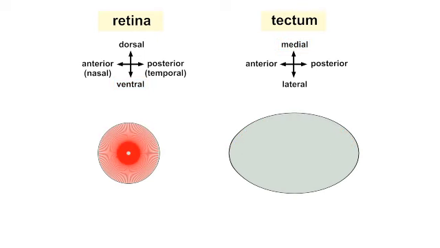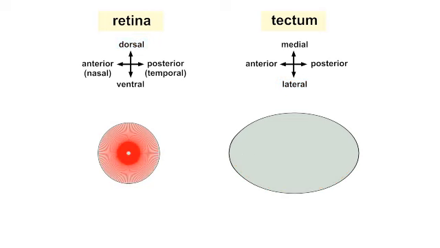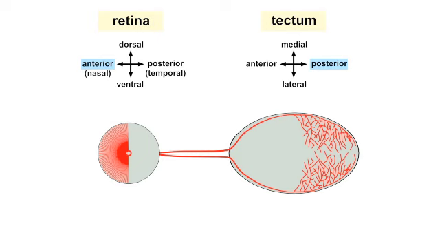Conversely, when researchers ablated the ventral half and allowed only the dorsal half to regenerate their axons, these axons innervated the lateral half of the tectum. Likewise, posterior RGCs innervate the anterior tectum, whereas anterior RGCs innervate the posterior tectum.